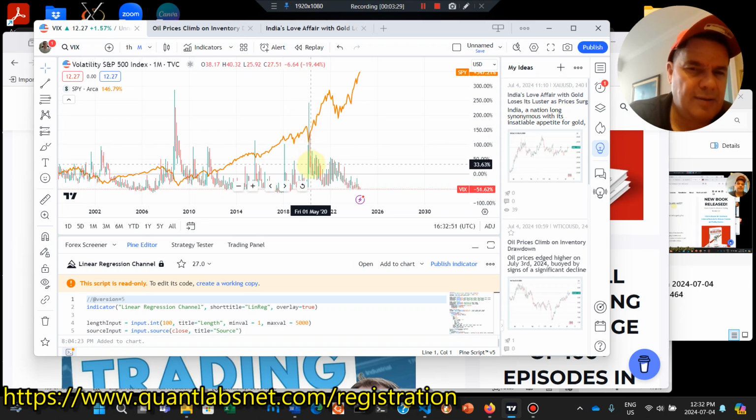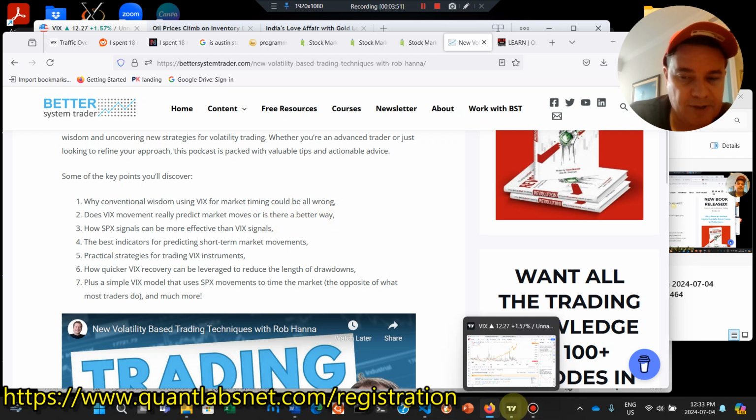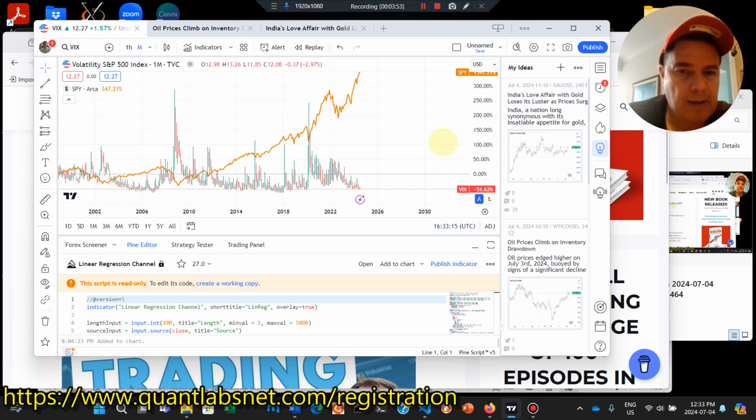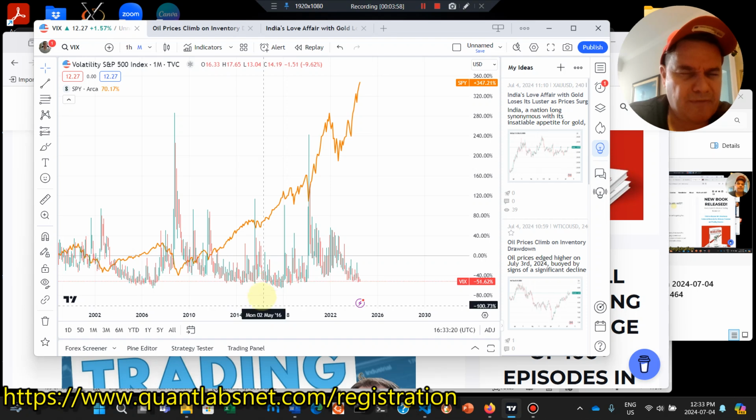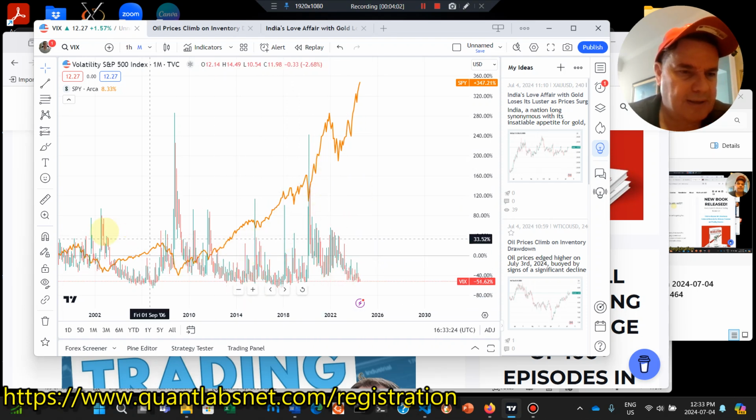Here, same thing. There is impact, yes, but generally the VIX becomes like we should kind of question that as our metric globally to understand the real volatility in the markets. So, does the VIX movement really predict market moves, or is there a better way? I think just looking at that chart right there says it all. That yeah, you can for sure use a better way to measure volatility.